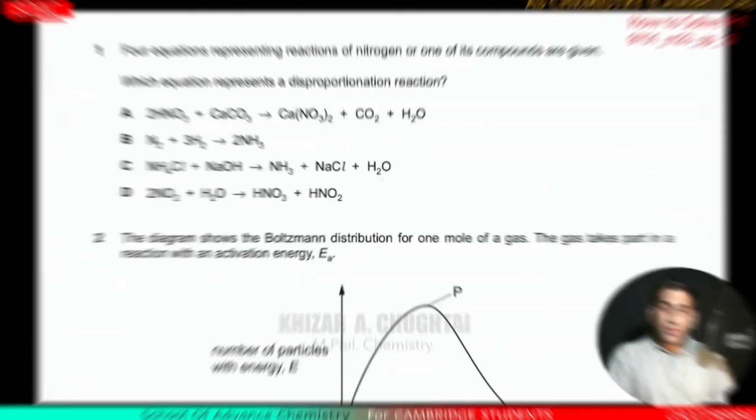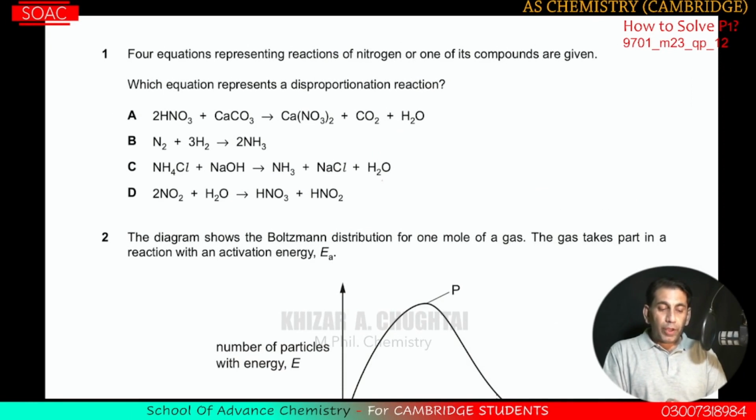I'm going to explain AS Chemistry Paper 1, Feb March 2023 1-2 variant. Let's get started. Question number 1. 4 equations representing reaction of nitrogen and one of the compounds are given. Which equation represents a disproportionation reaction?